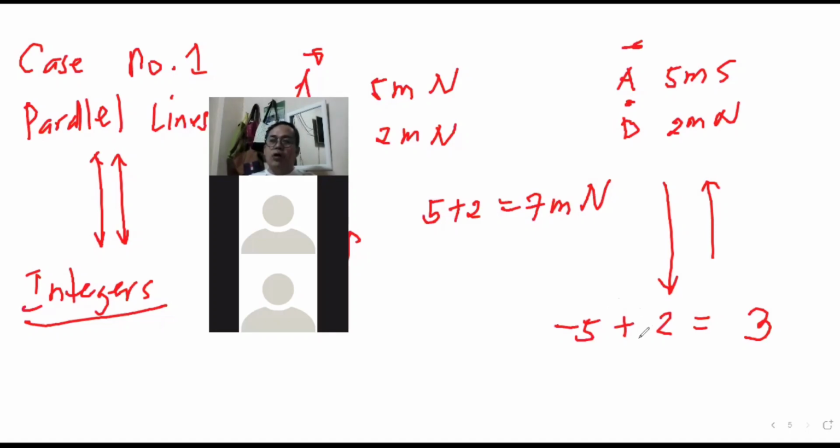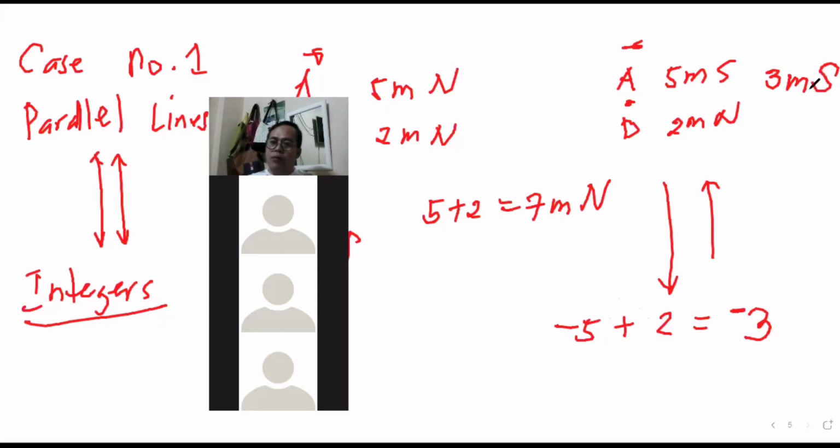Correct. Follow the bigger absolute value, which is 5. The sign of 5 is negative. So therefore, that is negative. So therefore, if it is negative, your answer here is 3 meters south. Because your answer is negative. That is how to solve our vectors.